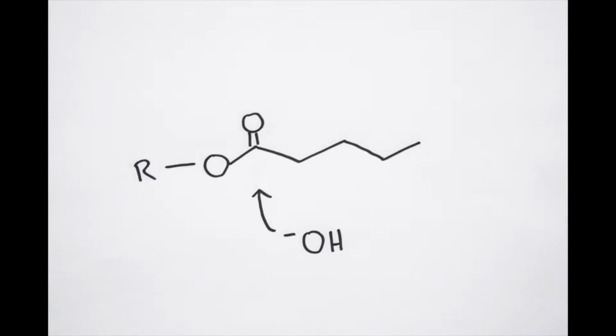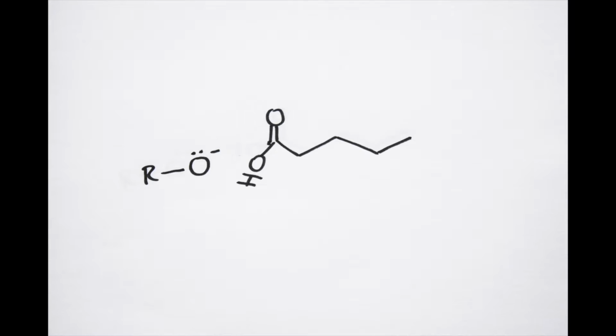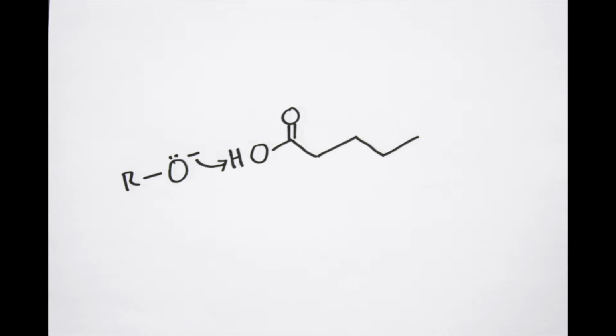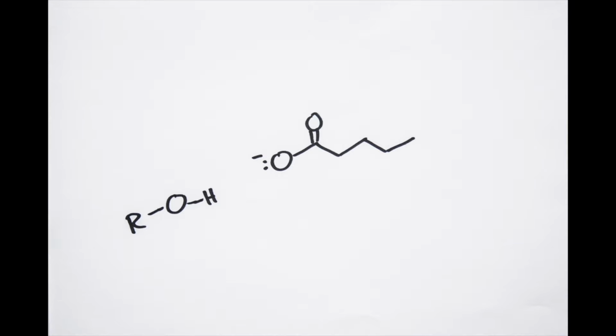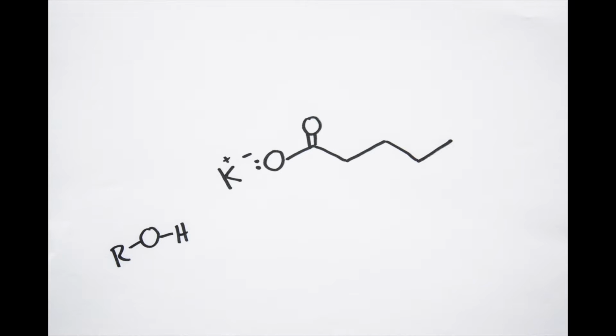Hydroxide from the lye attacks the carbonyl carbon, which pushes a pair of electrons from the double bond up to the oxygen. The electrons collapse back down and kick out the glycerol oxygen, forming an alkoxide ion on the left and a proper fatty acid on the right. The alkoxide then attacks the acidic proton of the fatty acid to make an alcohol and a carboxylate ion. Finally, a potassium ion in the lye solution is attracted to the carboxylate ion to give us our soap salt.